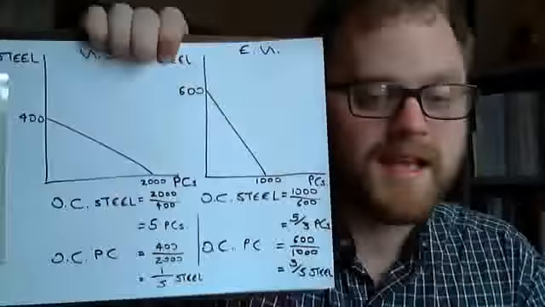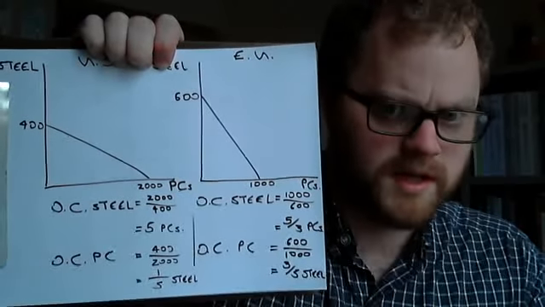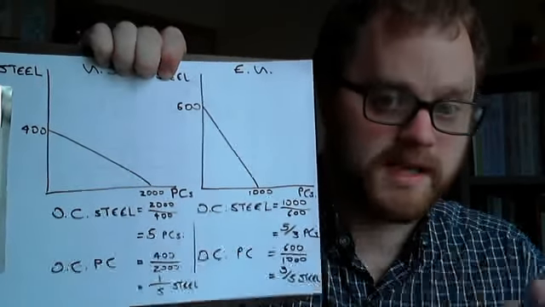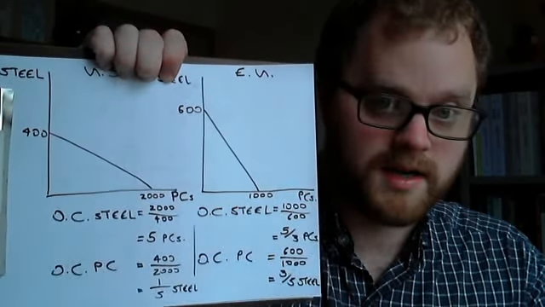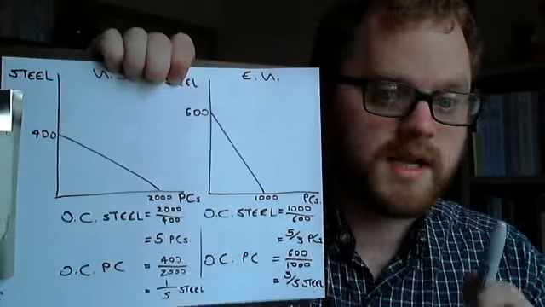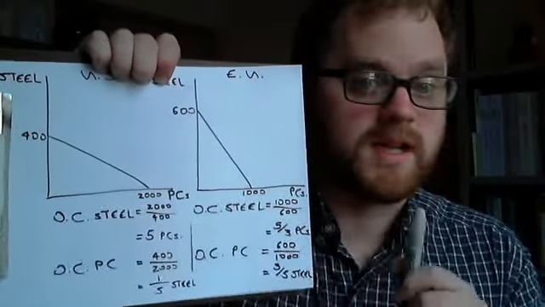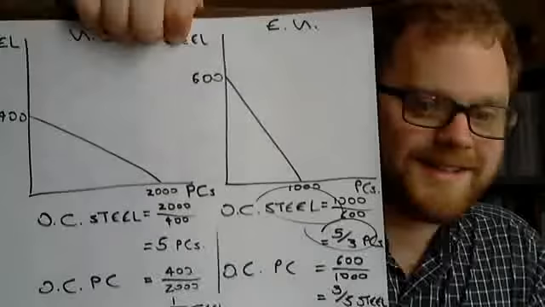That's right. It's the European Union. They're giving up less alternative production than the United States is. They have the lower opportunity cost, and therefore, using the principle of comparative advantage, it is the European Union that will specialize in steel. And again, that's because they have the lower opportunity cost.